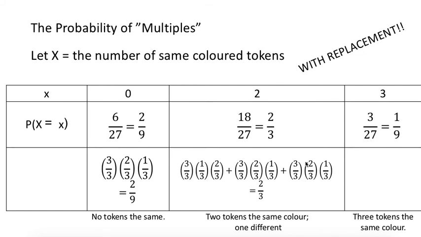Okay, and then last one is 3 tokens of the same color. Well, it doesn't matter what the first one is. Just the second one's got to be the same as it, and the third one's got to be the same as it. So again, that's 1/9.